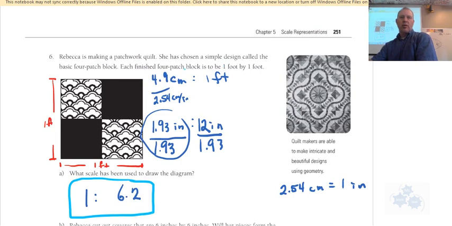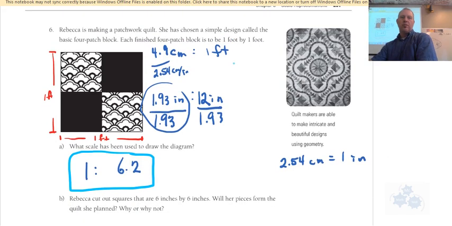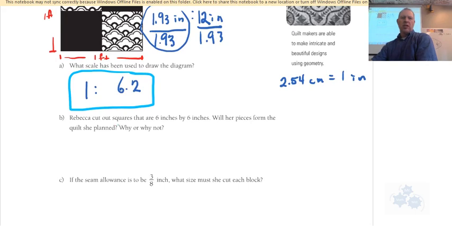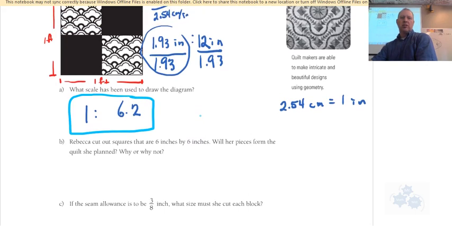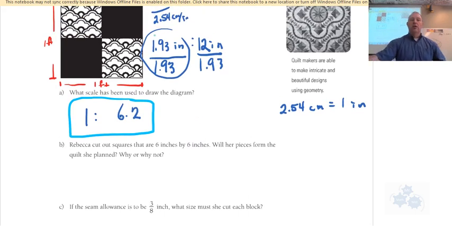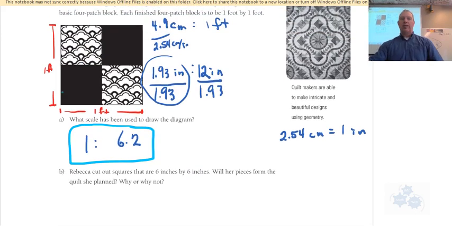So the finished 4-patch block is 1 foot by 1 foot. So she cut out squares that are 6 inches by 6 inches. So each one of these squares would be 6 inches by 6 inches. Is that going to get her the quilt that she planned? Why or why not?